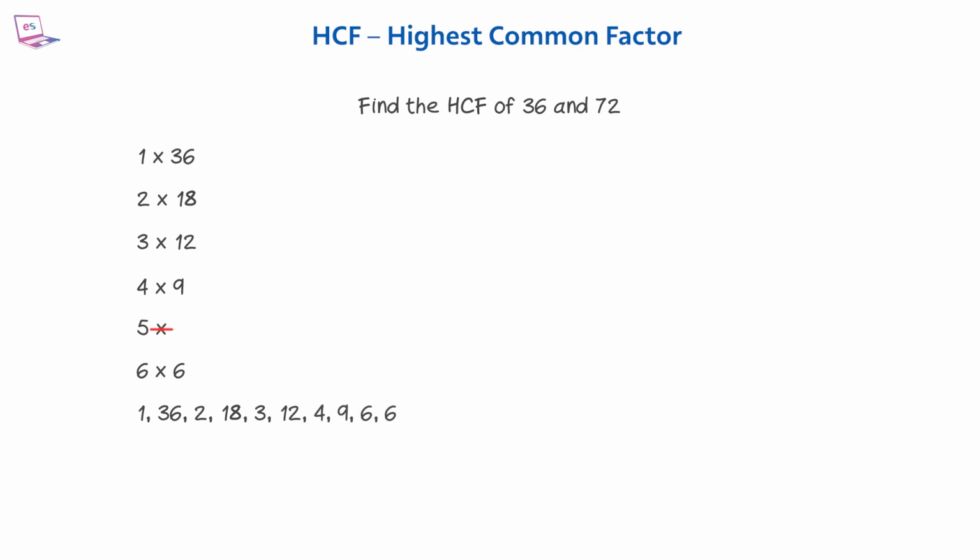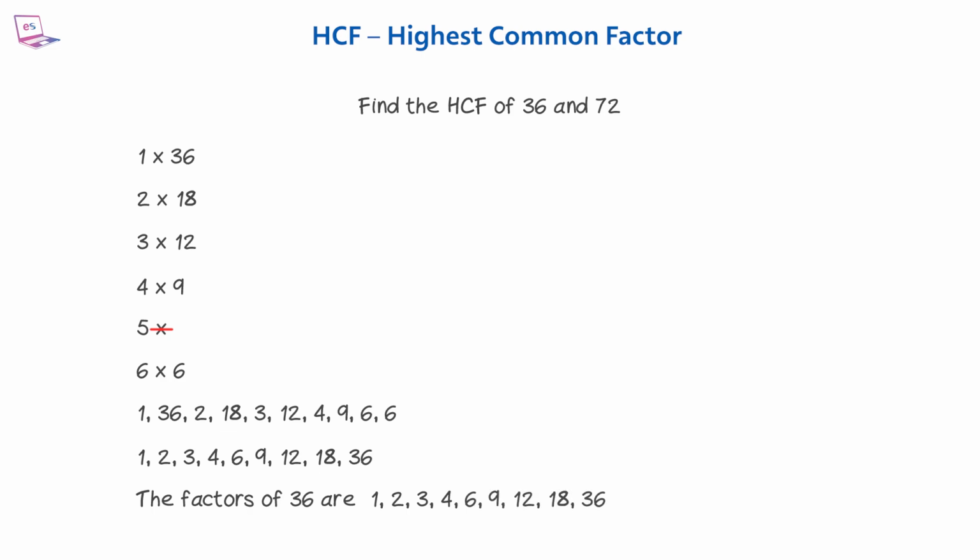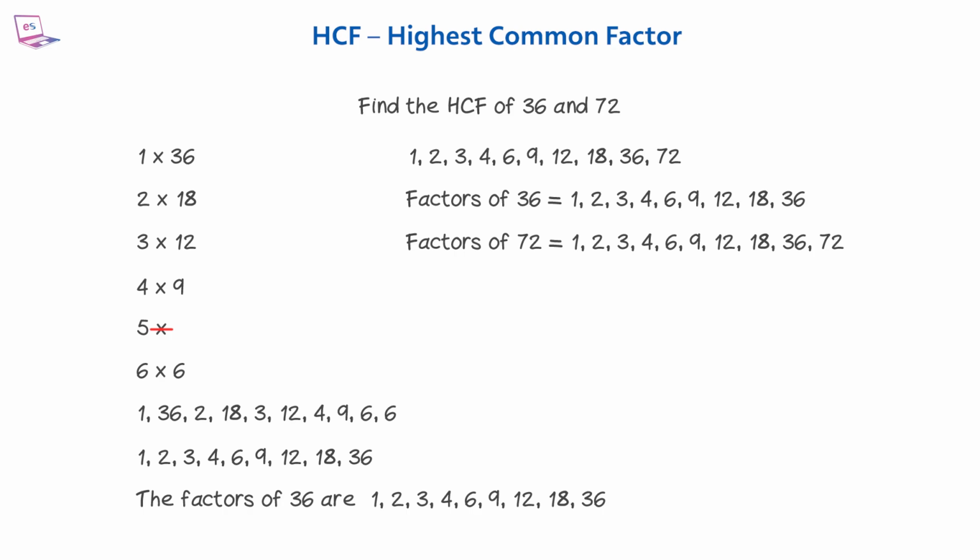Let's arrange the numbers in ascending order and remove the duplicates. 1, 2, 3, 4, 6, 9, 12, 18, 36. The factors of 36 are 1, 2, 3, 4, 6, 9, 12, 18, 36. Next, let's move on to find the factors of 72. By using the same 5-step method, we get the factors of 72 as 1, 2, 3, 4, 6, 9, 12, 18, 36, 72. Now, let's compare both lists and find the biggest one.